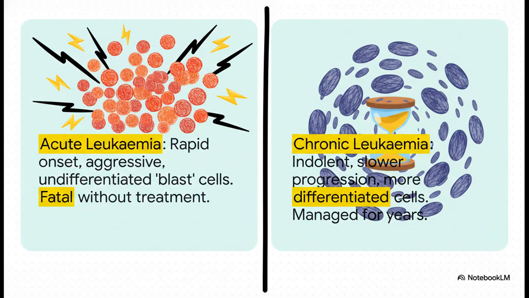Acute leukemias are just explosive. They're all about a super fast takeover by these very immature, useless cells we call blasts. And without immediate, really aggressive treatment, these can be fatal in just a matter of weeks. Now, chronic leukemias are the opposite. They're much slower, more indolent is the term we use. They involve a gradual buildup of cells that look more mature, even though they're still not normal, and patients can often manage these diseases for many years.